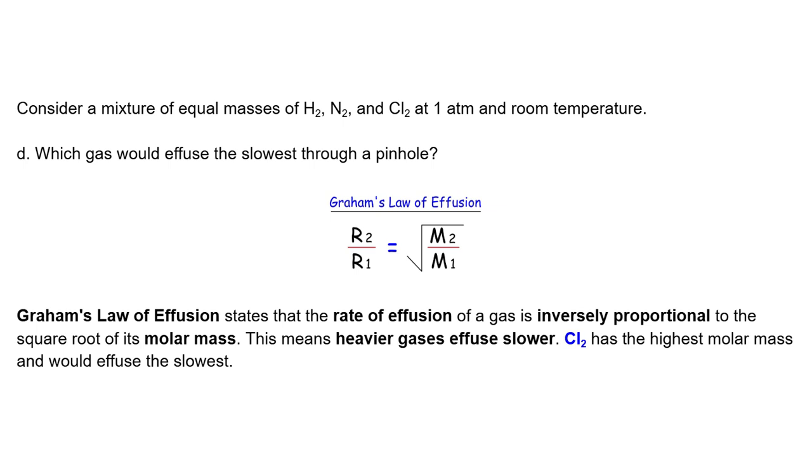Heavier molecules are moving slower on average at the same temperature, which means that they will effuse slower. They will leave the container at a slower rate. It's really that simple. And so in this case, the heaviest gas is Cl2, and so that is going to be effusing the slowest through a pinhole.